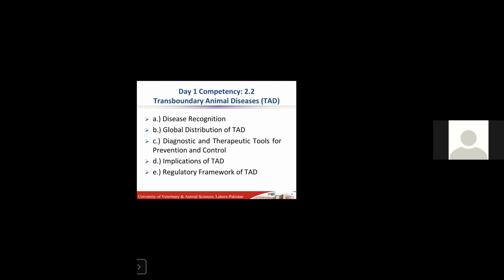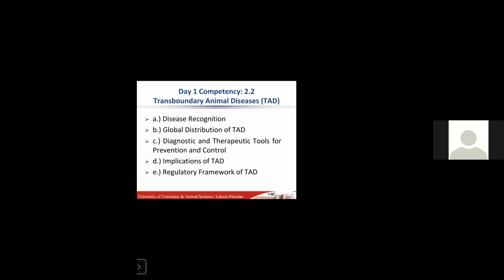And the third one is the diagnostic and therapeutic tools for prevention and control. The day one graduate must know the diagnostic test, for which disease, which diagnostic test is most suitable. But I would stress most recommended, because he must have the knowledge that OIE recommends this test against that transboundary animal disease. He must know that. Without knowing the recommended test, he can't diagnose the disease, and he can't give the animal certification, and the animal can't move from one country to another country.